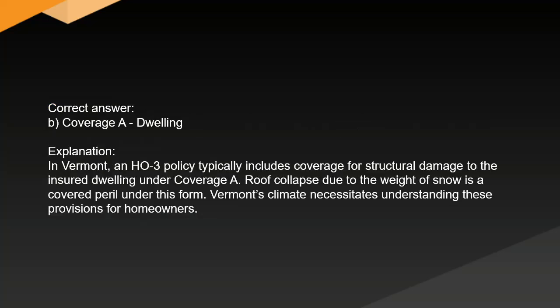Correct answer. B. Coverage A. Dwelling. Explanation. In Vermont, an HO-3 policy typically includes coverage for structural damage to the insured dwelling under Coverage A. Roof collapse due to the weight of snow is a covered peril under this form. Vermont's climate necessitates understanding these provisions for homeowners.